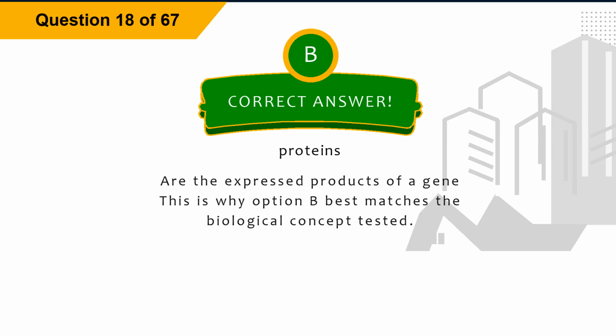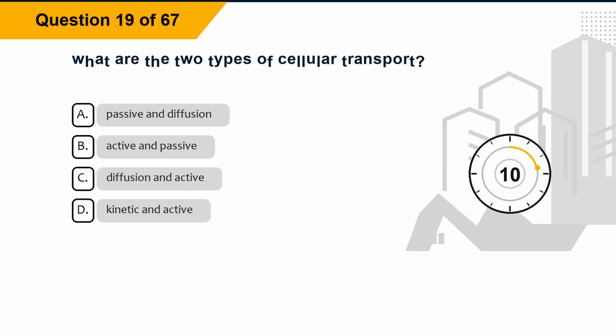Explanation. Are the expressed products of a gene. This is why option B best matches the biological concept tested. Question 19. What are the two types of cellular transport?